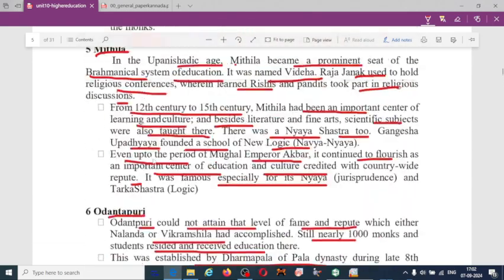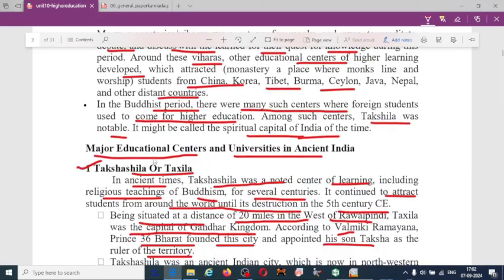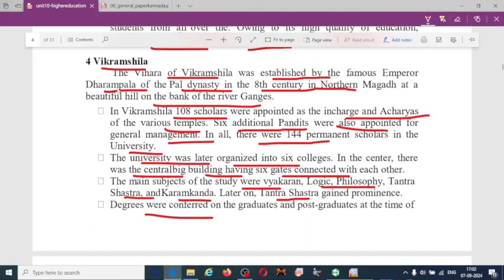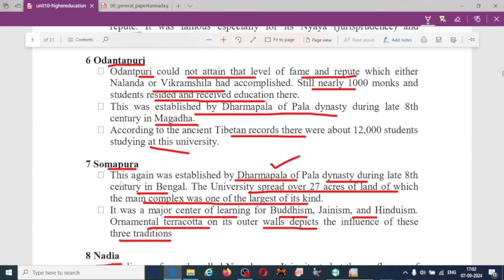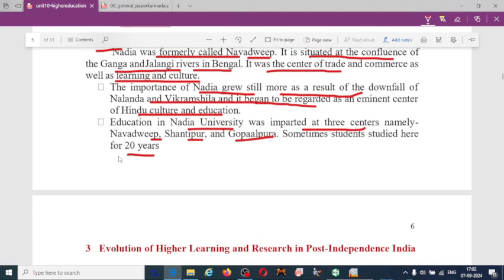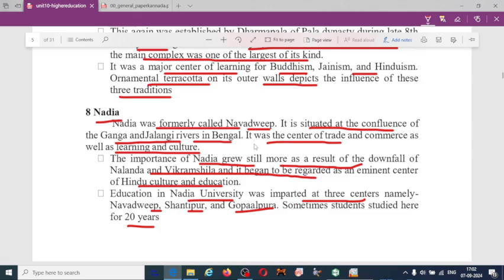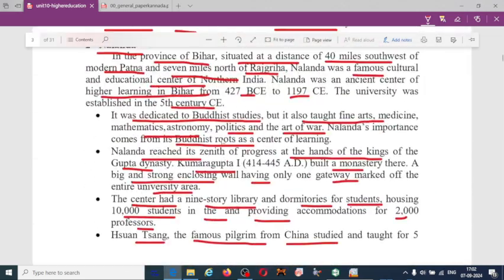So these all are the major educational centers and universities in ancient India: Takshashila, Nalanda, Vallabhi, Vikramashila, Mithila, Vedantapuri, Somapura, Nadia. So these all are the major education centers or the universities. So you have to note down all the important points that I have covered here. Okay.